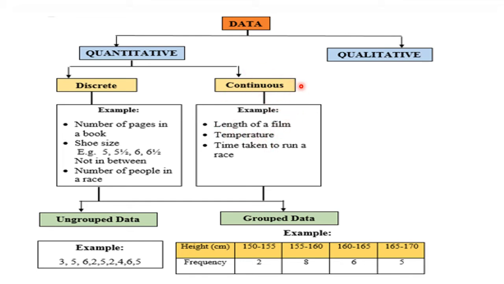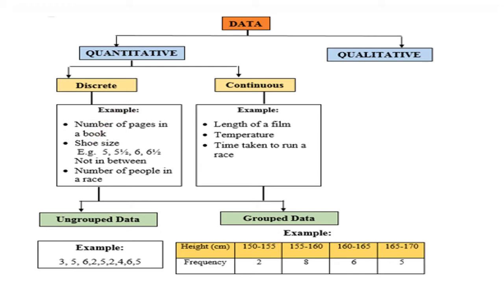In these continuous cases, we should have grouped data. It's more probable that we have groups for continuous data. And for discrete, we can still choose to leave it ungrouped, or if you want to make it more organized, we can also group the discrete data.